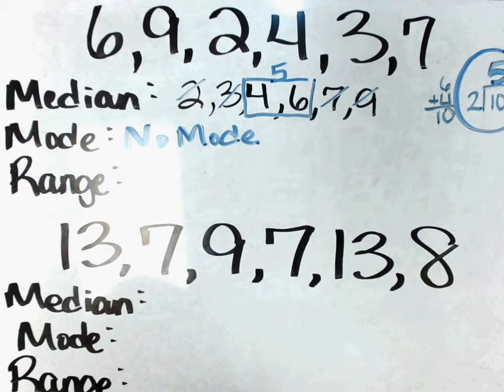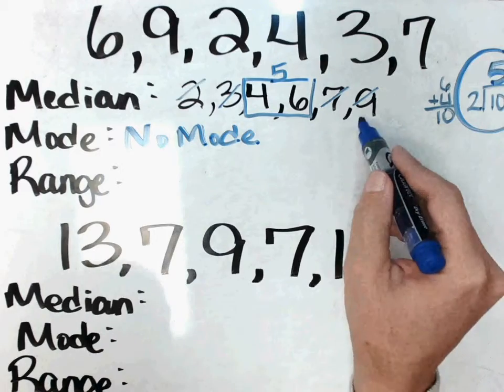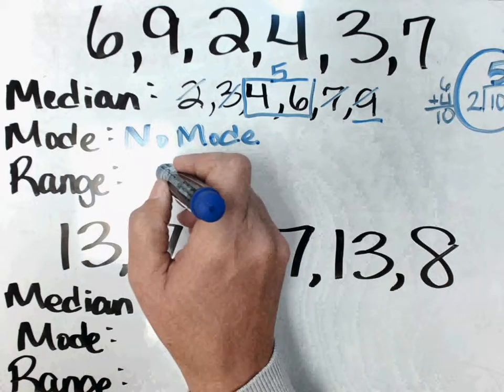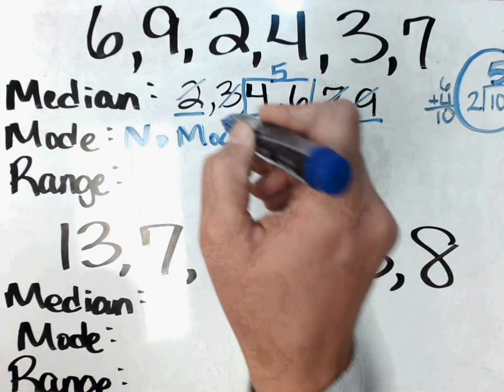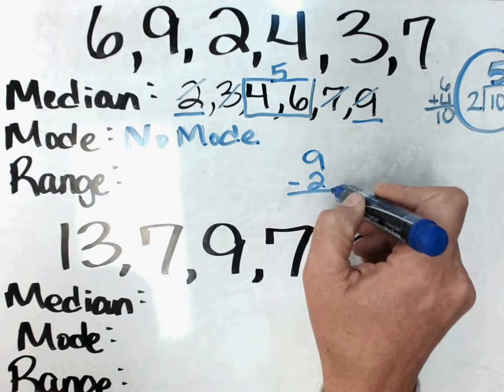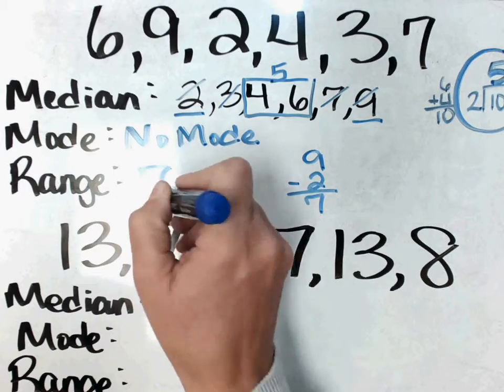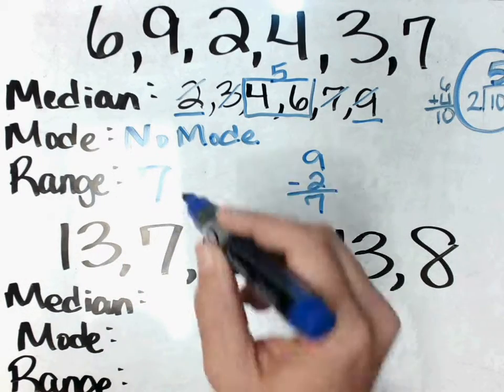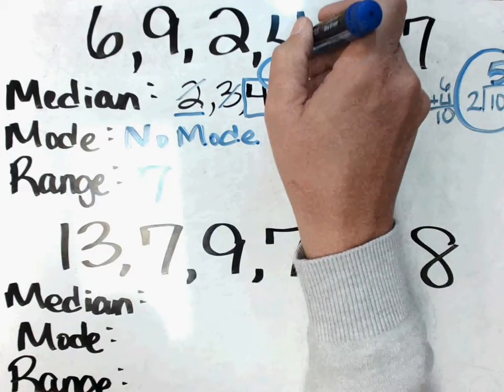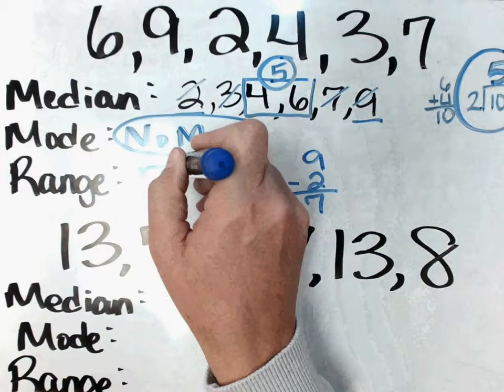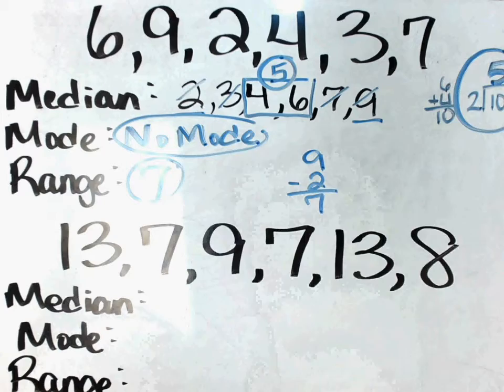And then to find our range, we're going to take the biggest number in our set of data, in this case 9, and subtract our smallest number in our set of data, in this case 2. 9 minus 2 is 7, so our range is 7. So our median ended up being 5, we had no mode, and then our range was 7, our biggest minus our smallest number in our set of data.